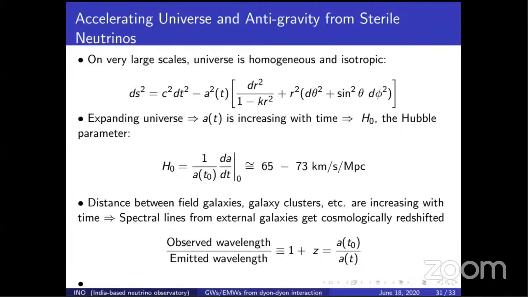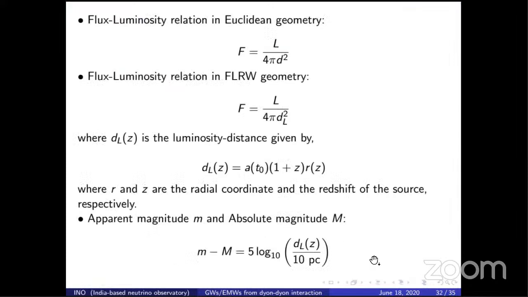The scale of the expansion is described by this function a(t), and the redshift is nothing but the scale factor today divided by the scale factor at the time of the emission of the light, minus 1. Next slide, please. Yeah.